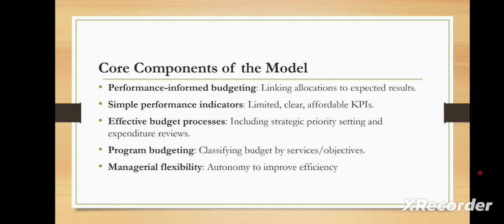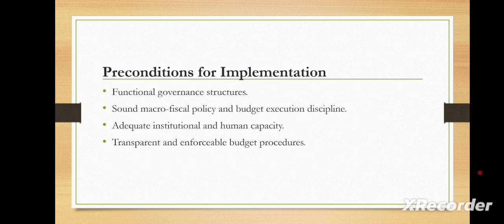The core components of the model are performance-informed budgeting, linking allocations to expected results; simple performance indicators, which are limited, clear, affordable KPIs; effective budget processes including strategic priority setting and expenditure reviews; program budgeting, classifying budget by services and objectives; and managerial flexibility, autonomy to improve efficiency.